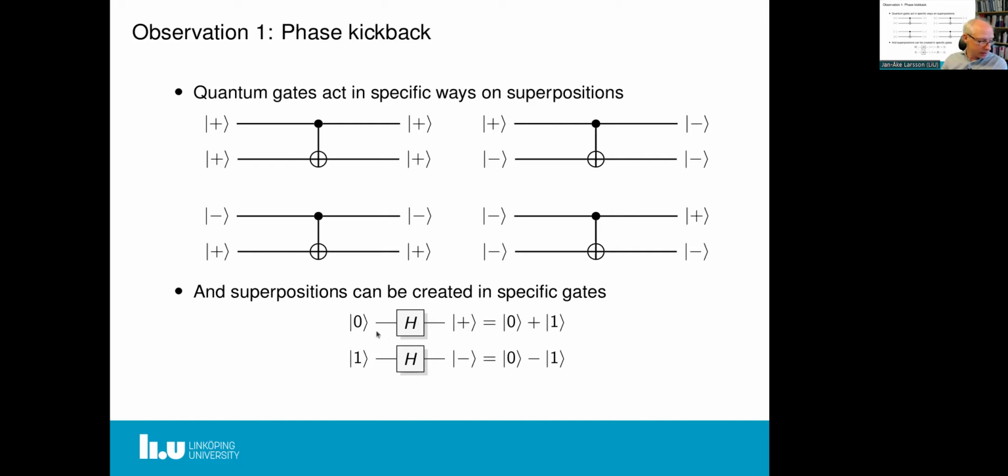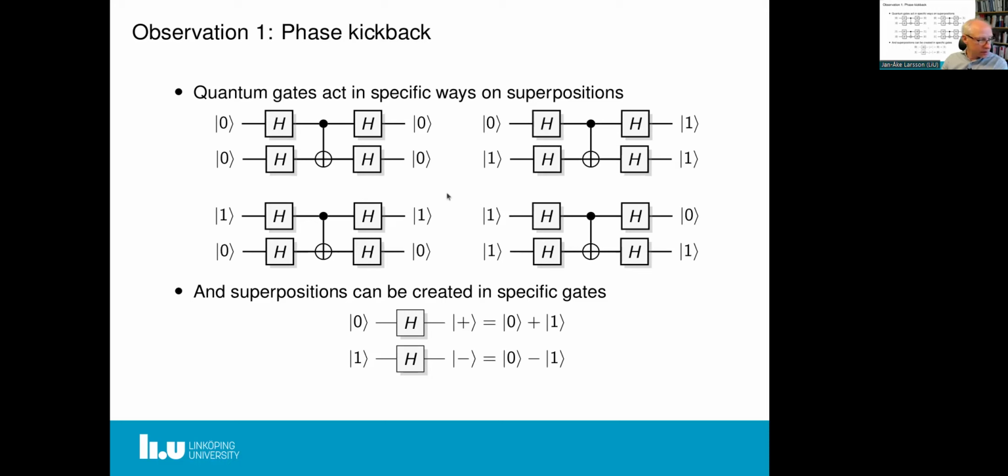0 creates the plus state, 1 creates the minus state. So adding these gates, you get a different map. If we add them to all four, we get this kind of map. And you can see that it creates a familiar pattern. Somehow zeros pass through, 0 and 1 here. So something copies this 1 here to the top.